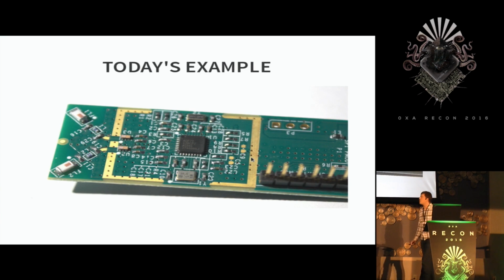So today's example is the ADF7242, and that's an RF transceiver IC. It's made by Analog Devices, and the family includes multiple variants for different frequency bands. And inside of it is a custom core that interacts directly with the RF hardware, and it's interesting for some reasons I'll talk about later.